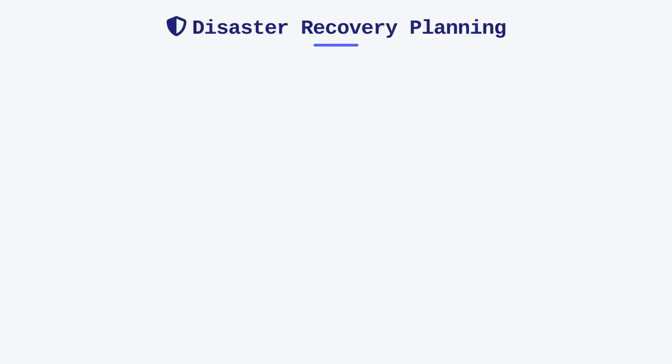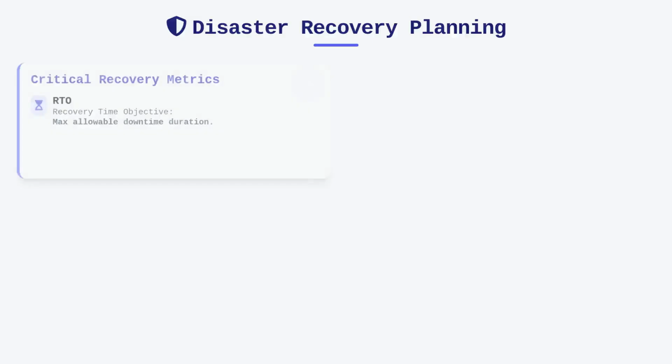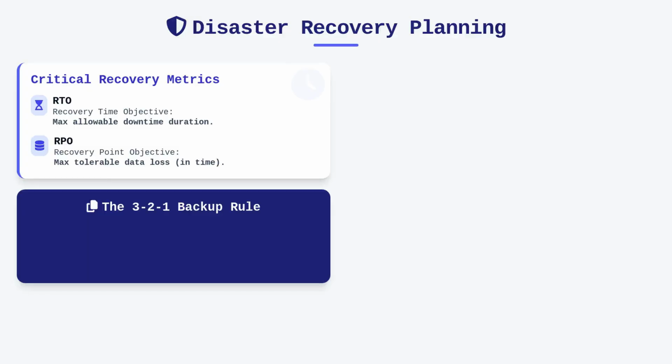Disaster recovery planning introduces the specific metrics that define your organizational tolerance for downtime and data loss. The recovery time objective, or RTO, represents the maximum allowable duration of downtime, while the recovery point objective, or RPO, indicates the maximum amount of data, measured in time, that your organization can afford to lose.